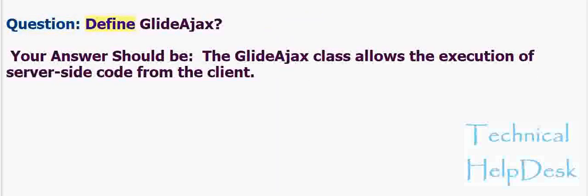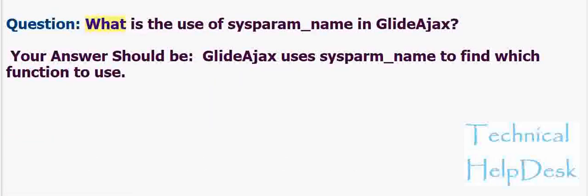Question: define Glide Ajax. Your answer should be, the Glide Ajax class allows the execution of server-side code from the client. Question: what is the use of sysparm_name in Glide Ajax? Your answer should be, Glide Ajax uses sysparm_name to find which function to use.